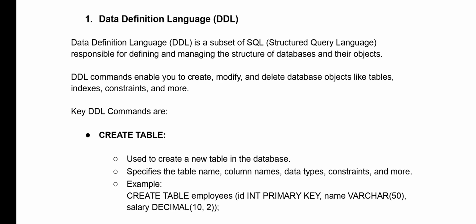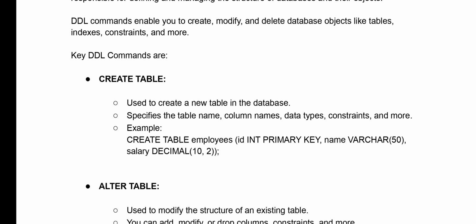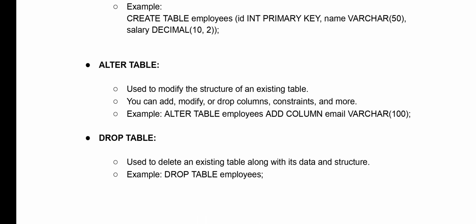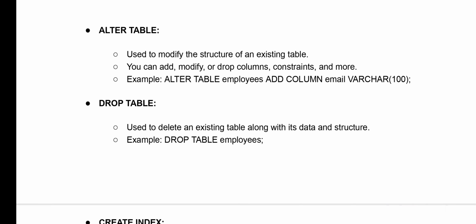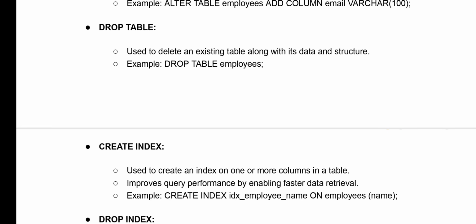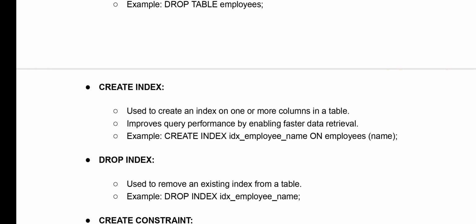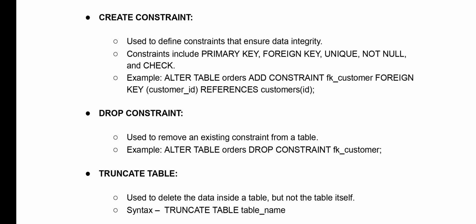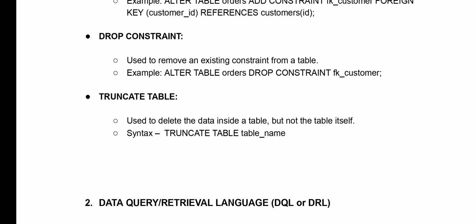So first we have talked about the data definition language. Okay, and the types of DDL commands we have discussed: creation of table, how to alter the table, and we have talked about drop table, creating the index, dropping the index, creating a constraint, dropping a constraint, and truncating the table.